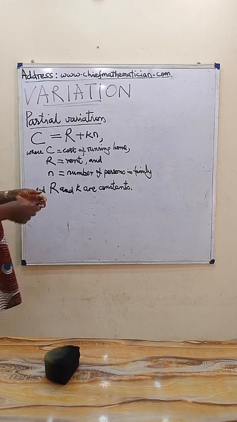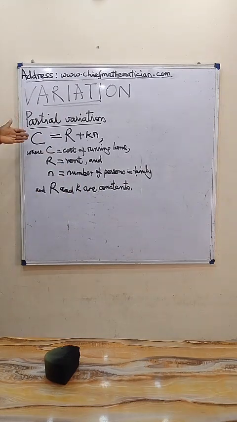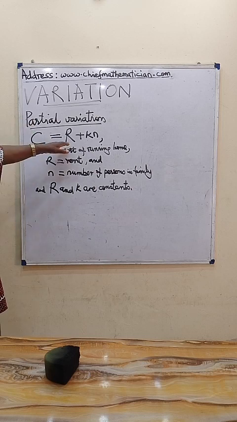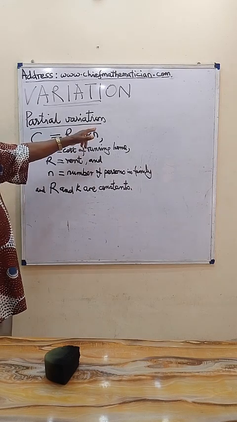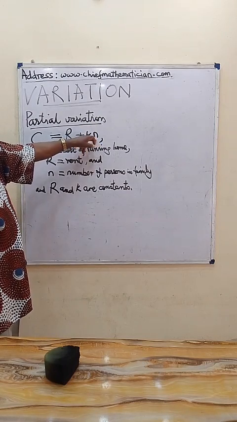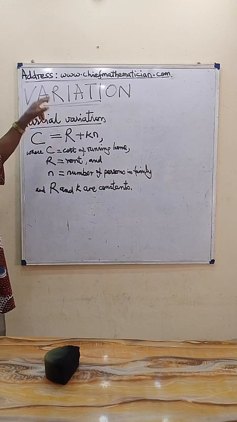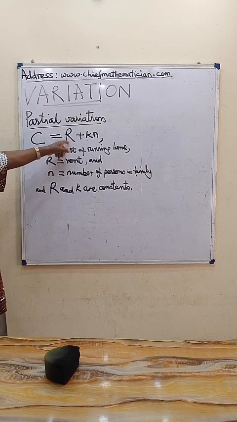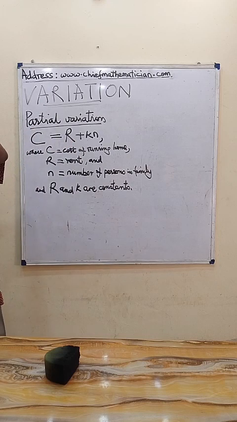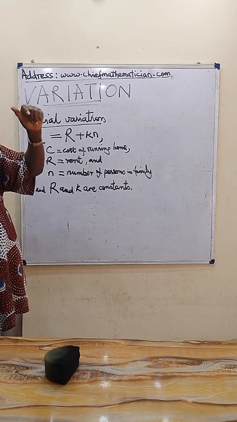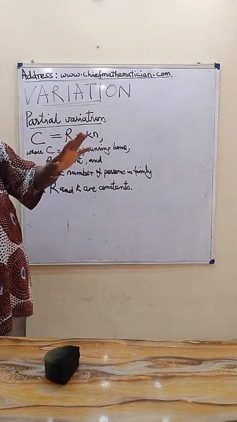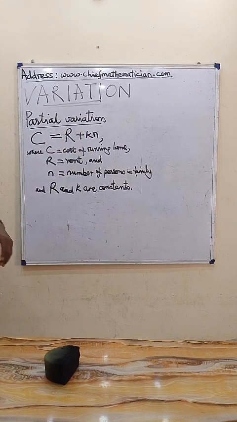This is an example of a partial variation. The cost of running the family or running the home is partly constant for the rent and partly varies as the number of persons in the family. Then you write something like this: C is equal to R plus Kn, where K and R are constants. Please take note. K and R are constants. A variation like this is an example of partial variation. The cost of running the home is partly constant and partly varies as the number of persons in the family. Such a variation is written in this form.